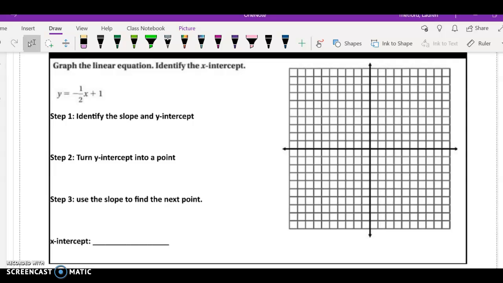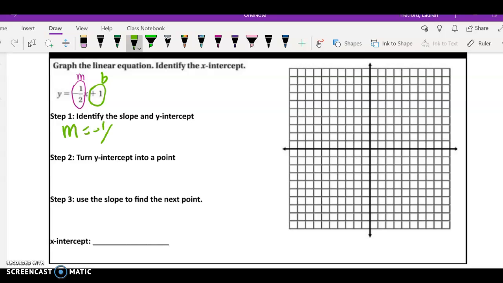Okay, so the equation is already in y equals mx plus b. So our m is negative 1/2 and our b is 1. So identify the slope and the y-intercept. Our m is negative 1/2 and our b, or our y-intercept, is 1. So turn the y-intercept into a point. So we have 0, 1.